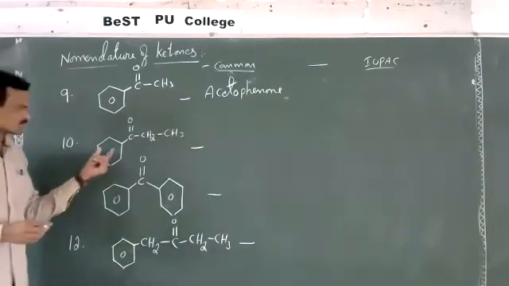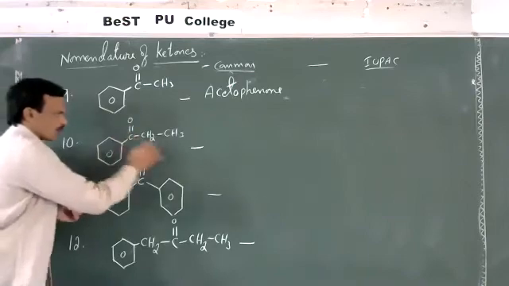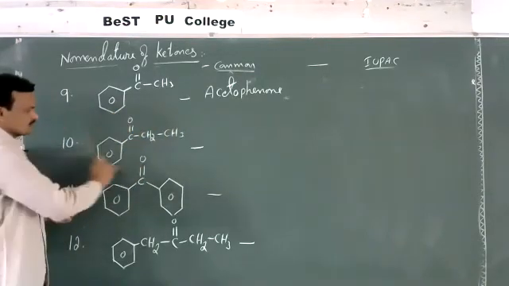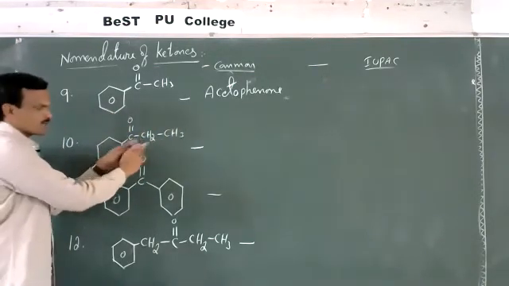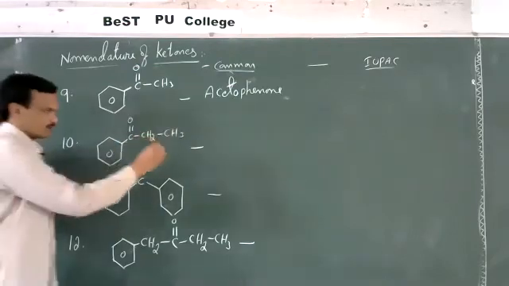Okay. Similarly, see this compound. This is a propanoyl group. This is phenone group. Now this is named as propiophenone, like this.